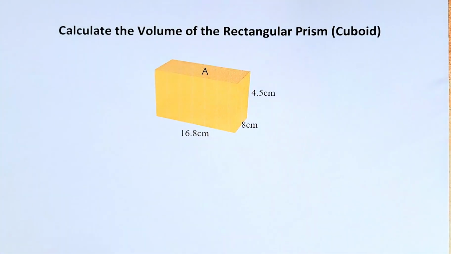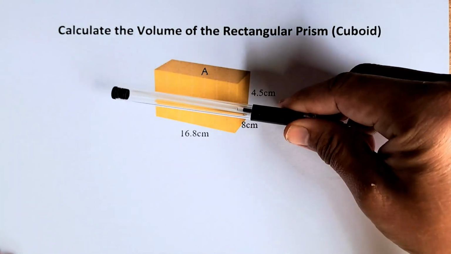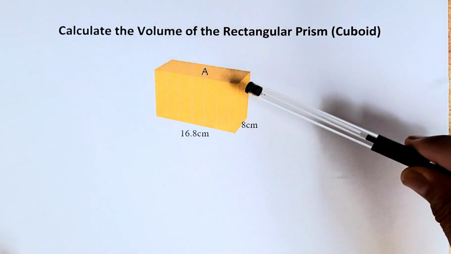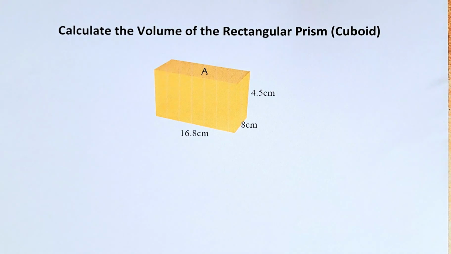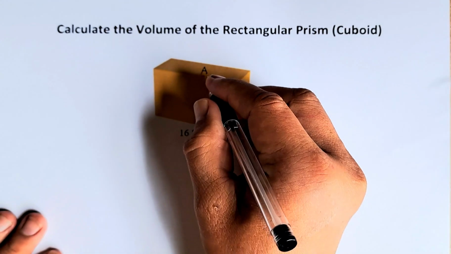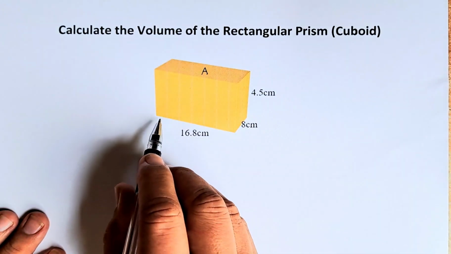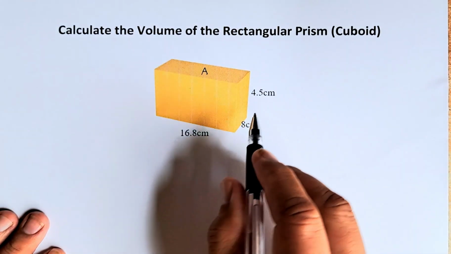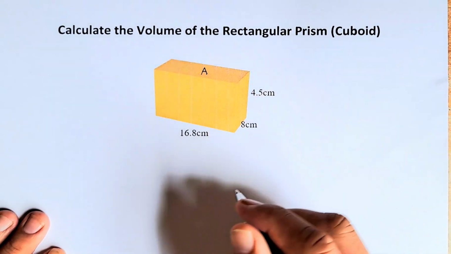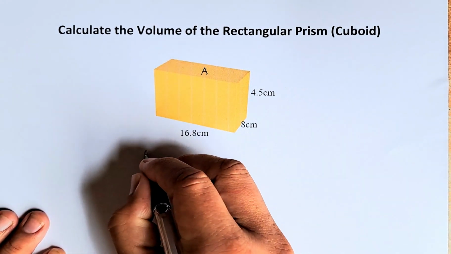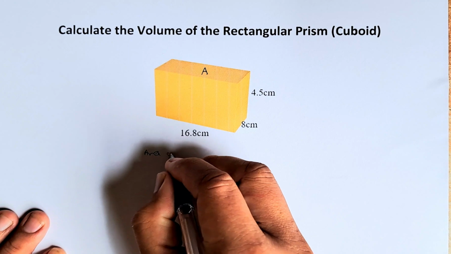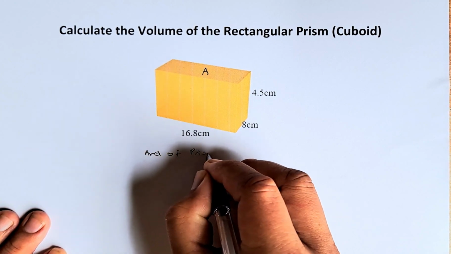A is the top of the cuboid. If this were a cake and we cut this way, the shape will always be the same as the prism A. So A is a prism. The first thing we do is calculate the area of prism A, whose length is 6.8, the width is 8, and the height is 4.5.